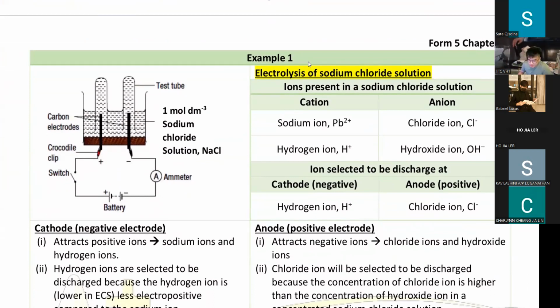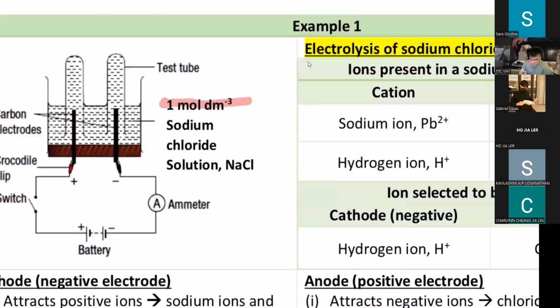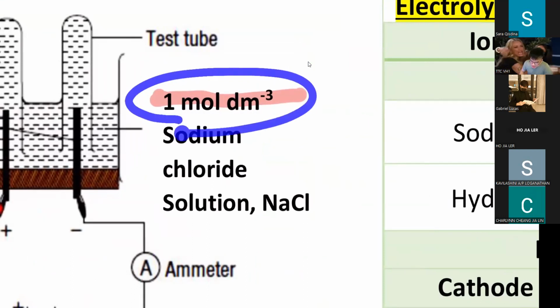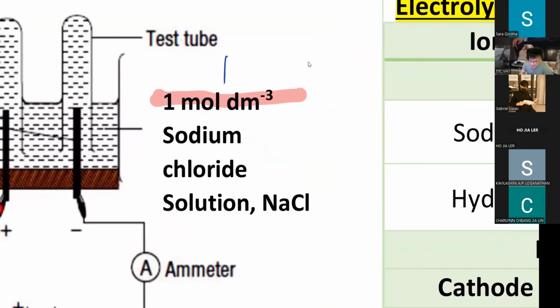Guys, how do you know it's condition number 2? You see this phrase, please highlight it: 1 mole per decimeter cube. When you see this, automatically it's condition number 2. You might say, sir, what does it even mean? When you see 1 mole per decimeter cube, that means the solution is very concentrated.